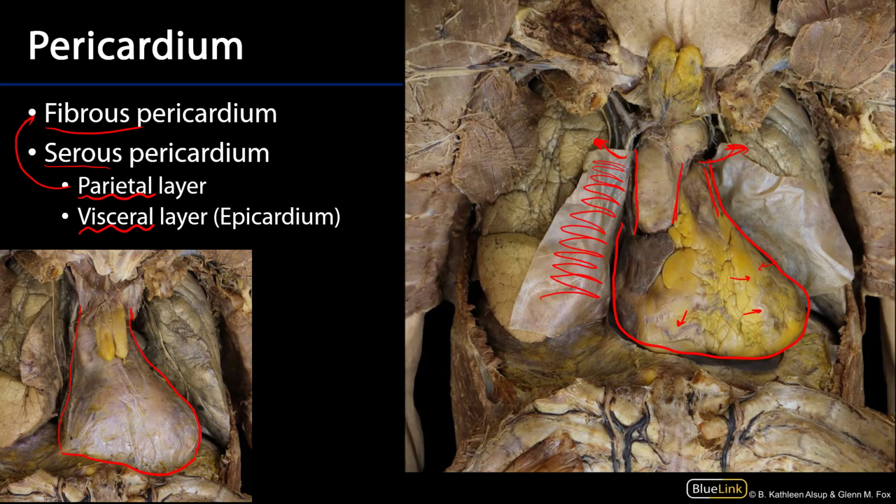So this is the pericardium, fibrous and serous layers, and the serous has both a parietal and a visceral layer.